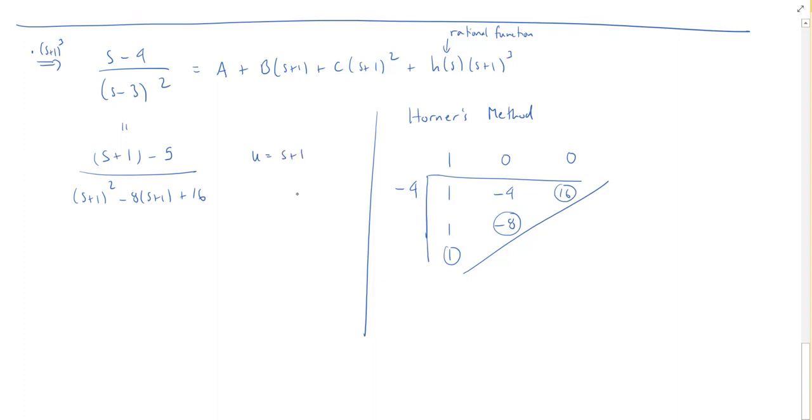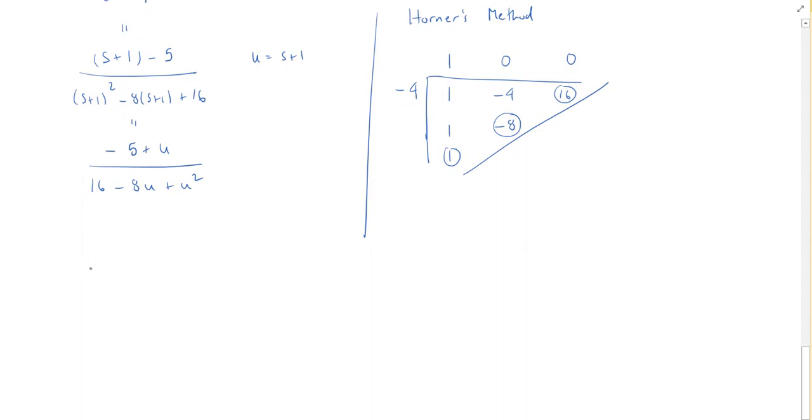I'm just going to let u be s plus 1. So that this becomes u minus 5, or actually, in fact, I'm even going to write this in a different way: -5 plus u over 16 minus 8u plus u squared. And you'll see in a moment why I'm writing it in increasing order of power. So as I said, I want to compute a power series expansion and get the first 3 coefficients. So I can do that here using long division.